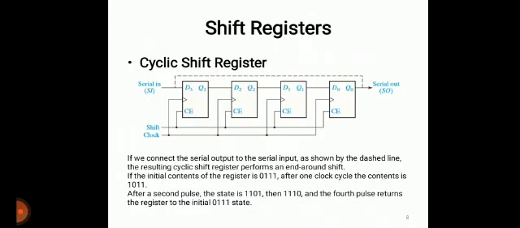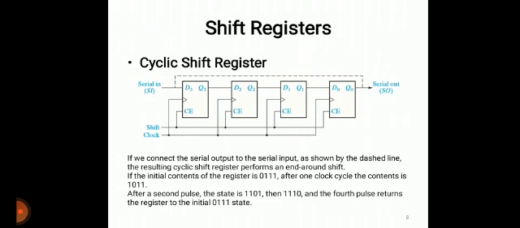Next, we have a cyclic shift register. Cyclic shift register is nothing but the output will be taken as the input there. If we see the same 4-bit shift register I have taken, it is a right shift there. So here, if we connect the serial output to the serial input as shown by the cut line or dashed line, the resulting cyclic shift register performs an end around shift. That is, like rotation, it will take place. The output is connected to the input.